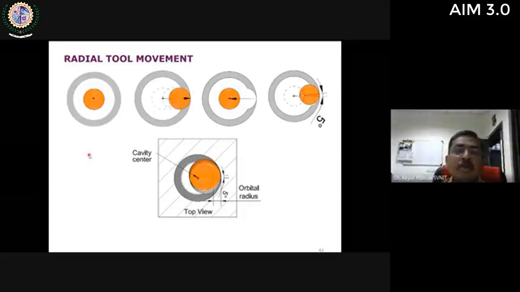And this is the pictorial view for the same. The tool moves and the cavity is generated. When the tool comes back, it goes to the second position at 5 degrees. And this is how, at the interval of 5 degrees, it keeps on removing the annular material from the workpiece.